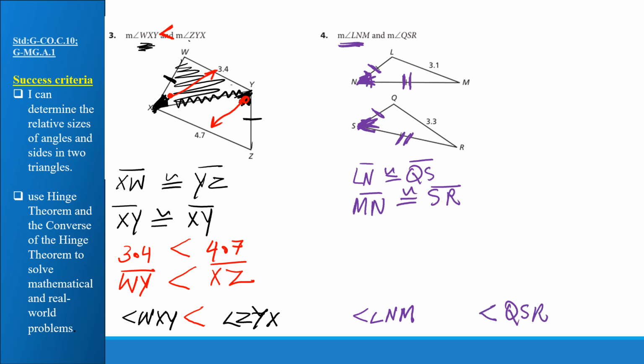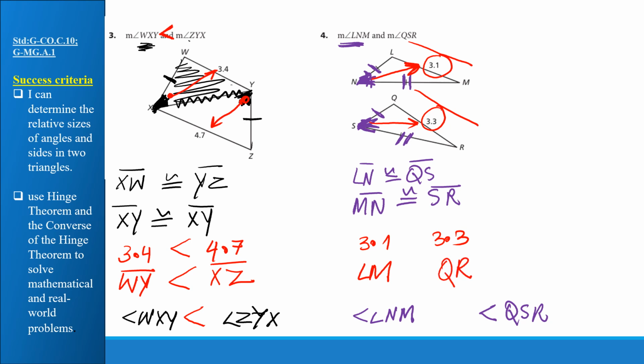Okay, so now let's see the opposite side. Opposite to this angle, the side is 3.1, and opposite to this angle, the side is 3.3. The name of the side which has the measurement 3.1 is LM, and this 3.3 is called QR. So we know that 3.1 is less than 3.3. That's why LM is less than QR, and hence angle LNM is less than QSR.